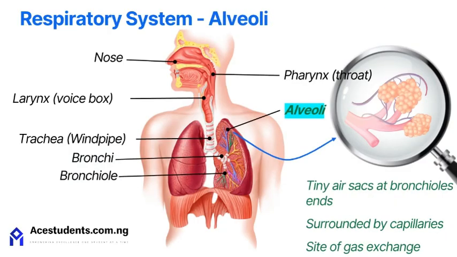At the ends of the bronchioles are tiny air sacs called alveoli. The alveoli are surrounded by many capillaries. And this is where the exchange of gases takes place.